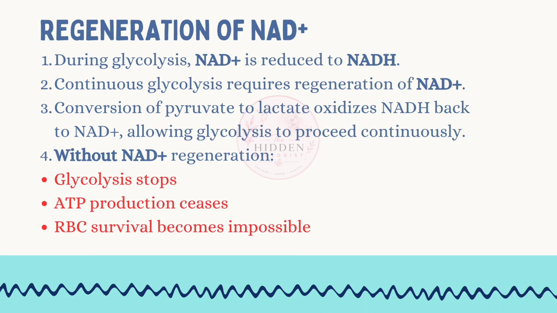Regeneration of NAD+ is an important factor in glycolysis because during glycolysis, NAD+ is reduced to NADH, and continuous glycolysis requires regeneration of NAD+. The conversion of pyruvate to lactate oxidizes NADH back to NAD+, allowing glycolysis to proceed continuously. Without NAD+ regeneration, glycolysis stops, ATP production ceases, and RBC survival becomes impossible.